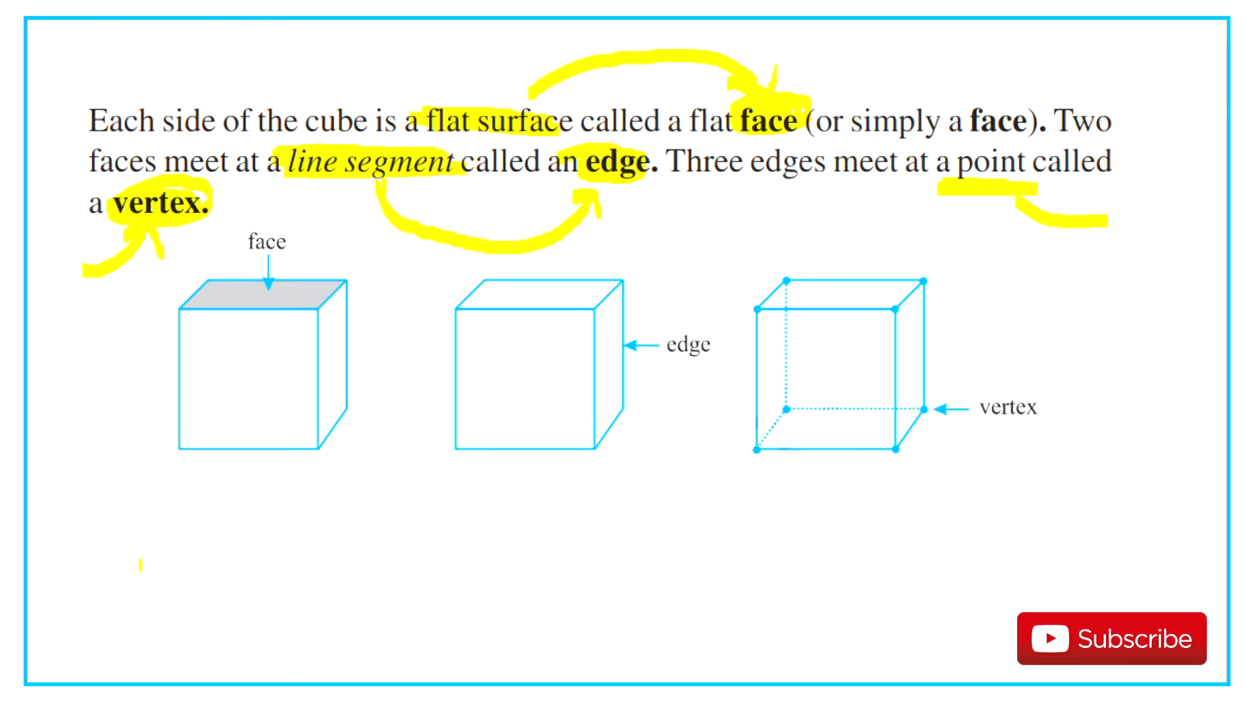So here we have understood three parts. First part is a face. Second is an edge, the number of line segments, and the third one is the vertex, where vertex means a point. Is it clear? So face, edge and the vertex. Is it clear?